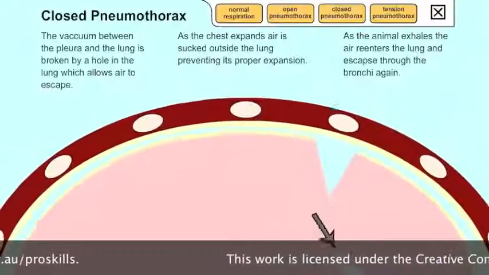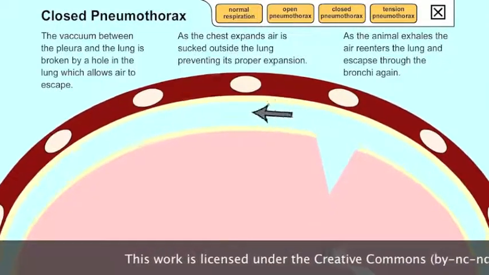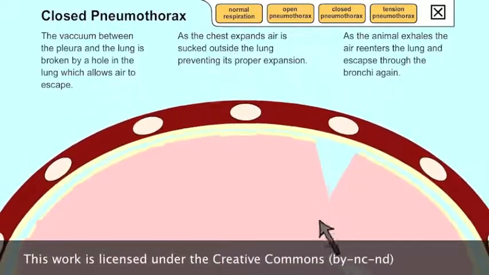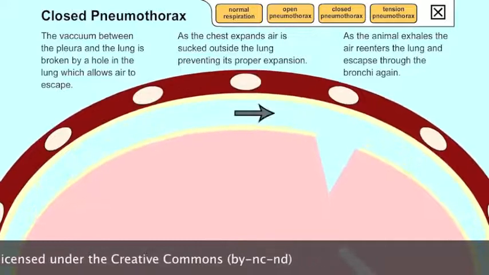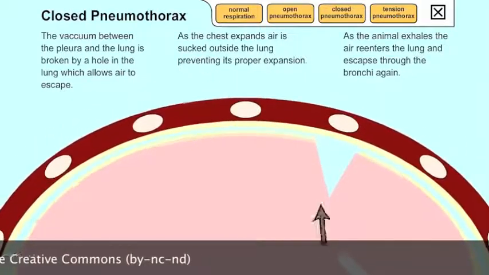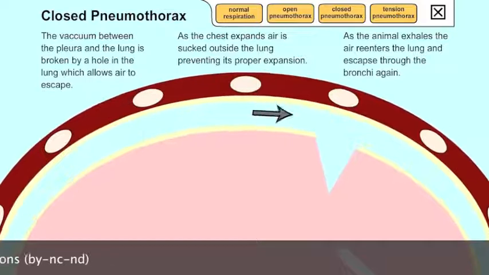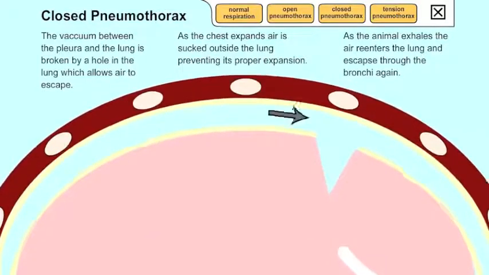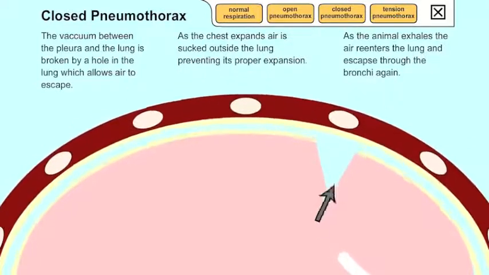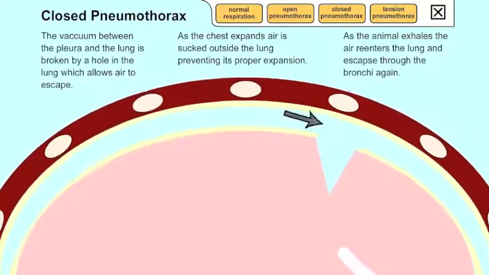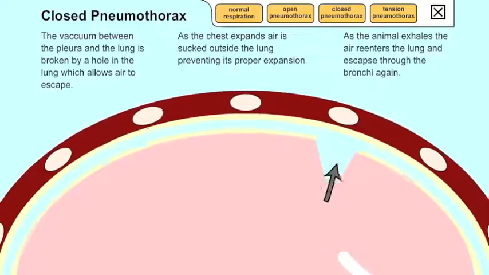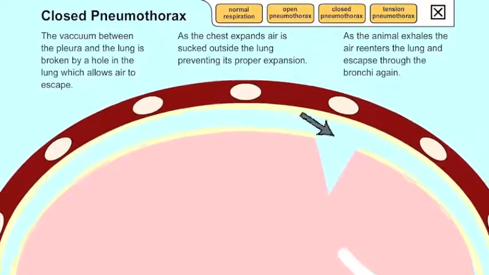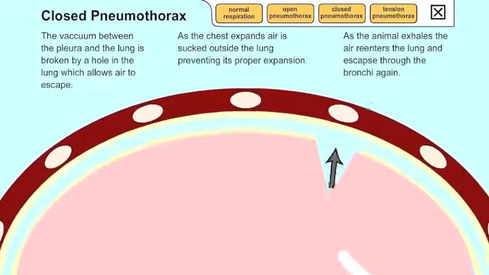In a closed pneumothorax, we do not have a wound penetrating through the chest wall. However, that vacuum within the pleura and the lung has been broken by a hole in the actual lung itself. This hole in the lung allows the air to escape. As the chest expands, air is sucked outside the lung, and this prevents its proper expansion.